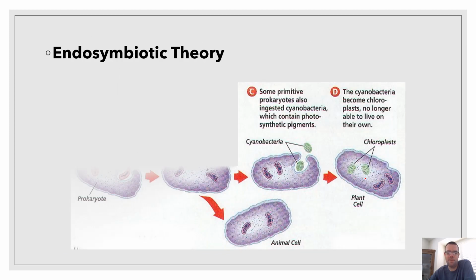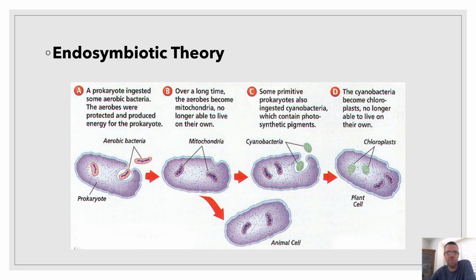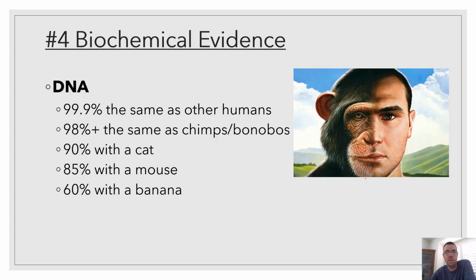And then endosymbiotic theory, something we talked about earlier in the year, but the idea that bacteria were picked up by bigger bacteria and became the mitochondria and the chloroplast, and just more evidence for evolution. So, okay, number 4 is biochemical evidence, DNA.